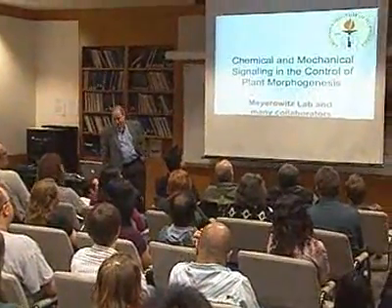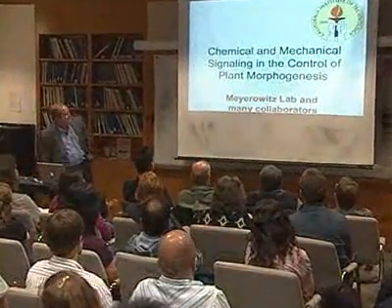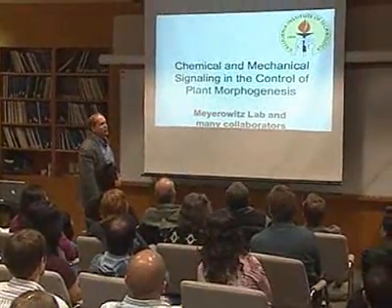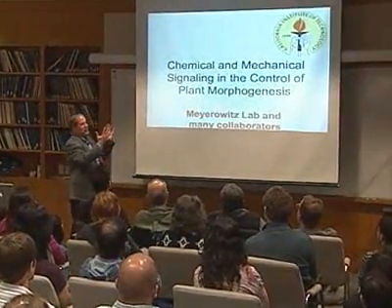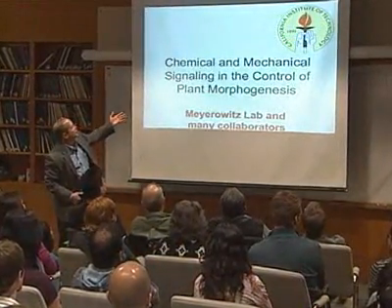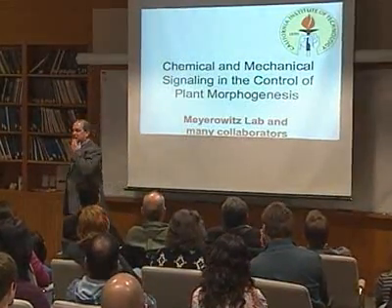So what I want to talk about this time is chemical and mechanical signaling in the... This is stretched. That's okay. So just, in your own mind, reduce the width of this so that things that are oval should be round. Chemical and mechanical signaling in the control of plant morphogenesis.